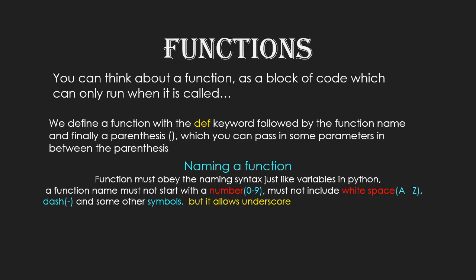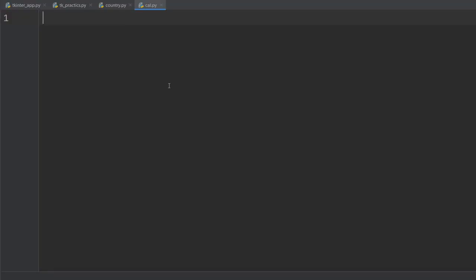Naming a function. A function must obey the naming syntax, just like variables in Python. A function name must not start with a number, must not include a white space, dash, and some other symbols, but it allows underscore. For example, let's try to define a function right here in my PyCharm.